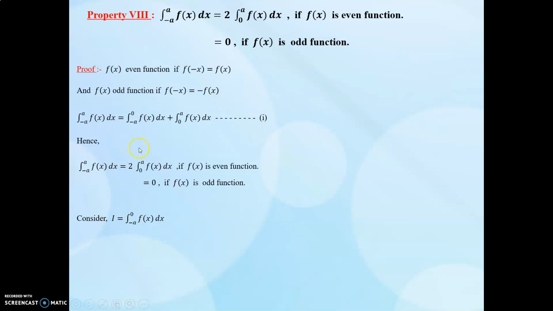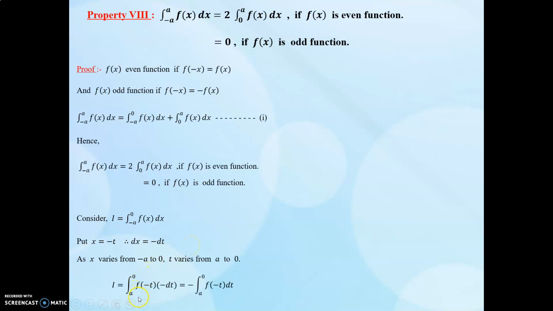So consider I is equal to integral minus a to 0 f of x dx. The first part we are considering. Put x is equal to minus t. Therefore dx is equal to minus dt. As x varies from minus a to 0, t varies from a to 0. We have already discussed in the previous video, if we are giving substitution in definite integration, you have to change the limit also. So the x limits are x equal to minus a to x equal to 0, and changing to variable t, t varies from a to 0.